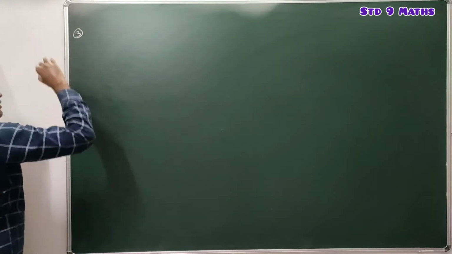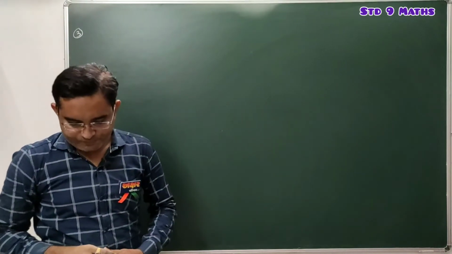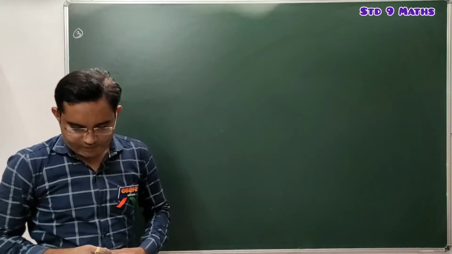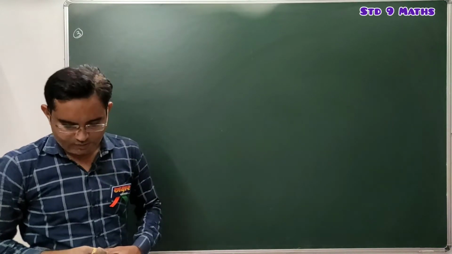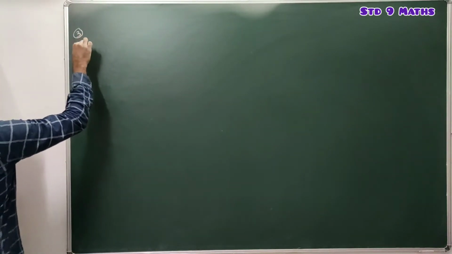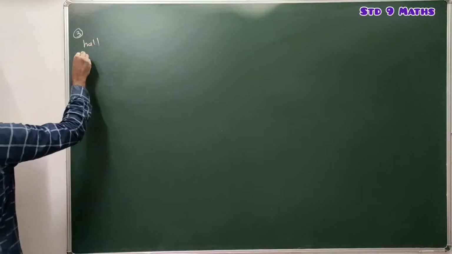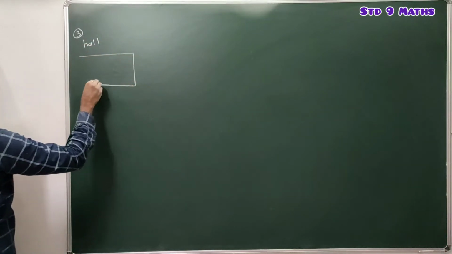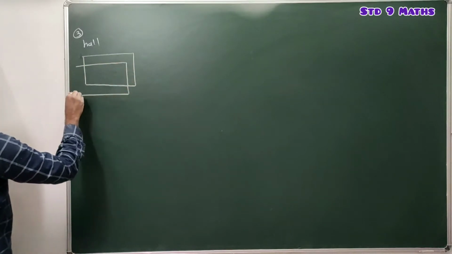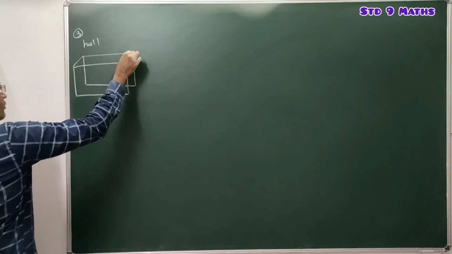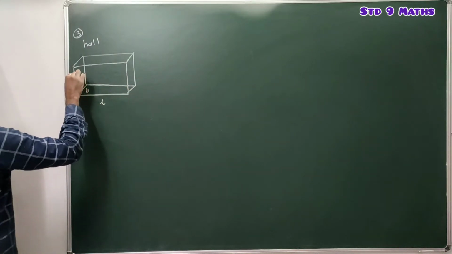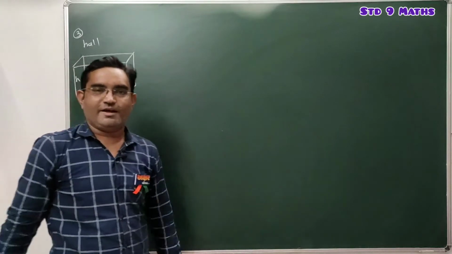Number 3. Listen to the question carefully. The length of a hall is 20 meter and width 16 meter. So the length of the hall is 20 meter. Here a cuboidal shape hall is given. A hall is there which is in the shape of a cuboid. So let me try to draw the cuboidal shape hall. This is our hall, we can say, of Akshar Education. This is our classroom, because we are having large classroom-like halls.